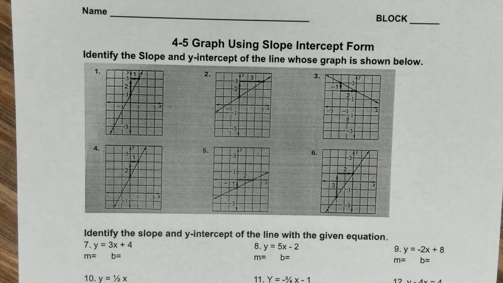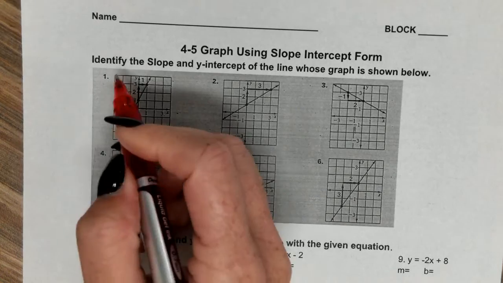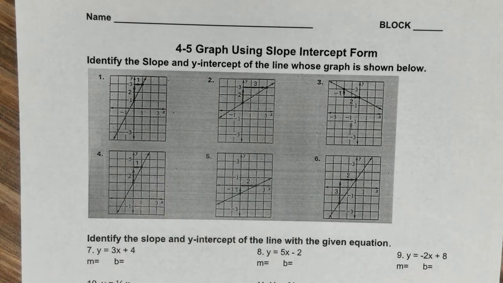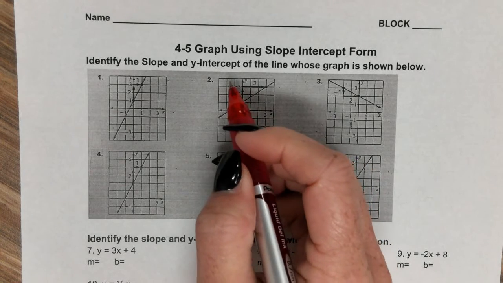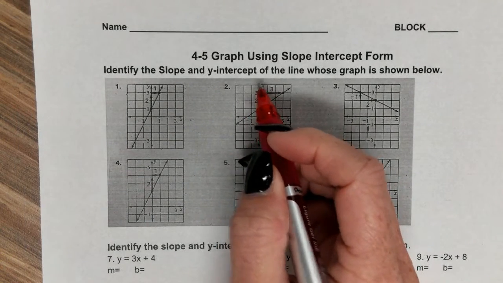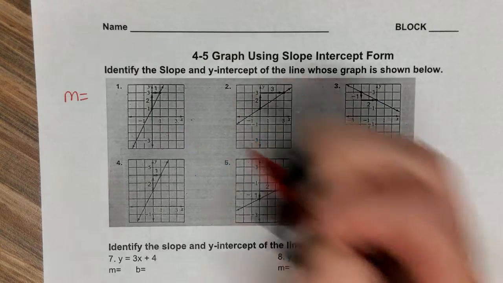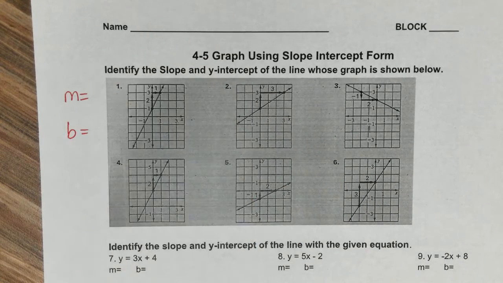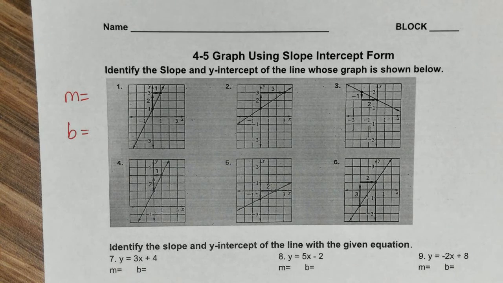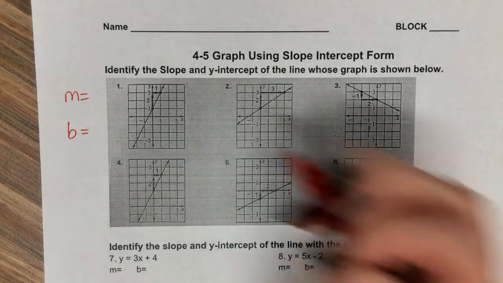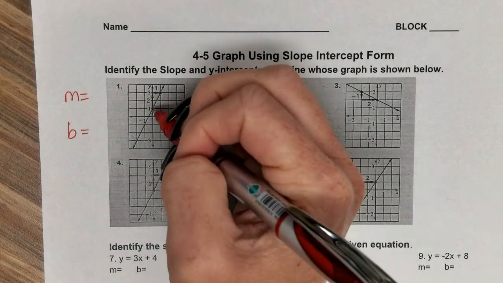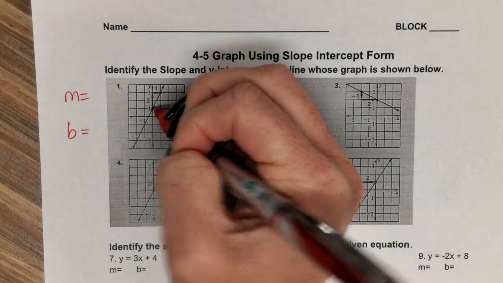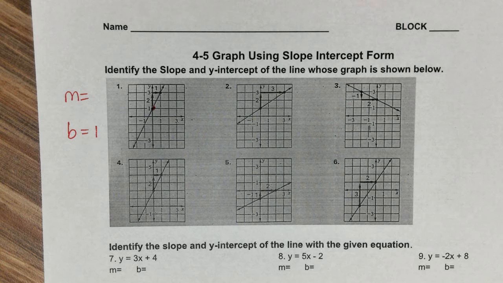Okay, so look at 1 through 6. Identify the slope and y-intercept. So you have how many answers? So I want you to put M equals, because M is slope, and B equals, because B is y-intercept. So I'm going to do number 1 with you. I always start with the y-intercept. So everybody look at the y-axis. Where is it touching the y-axis? No, don't put the equation. Just put the slope and the y-intercept.